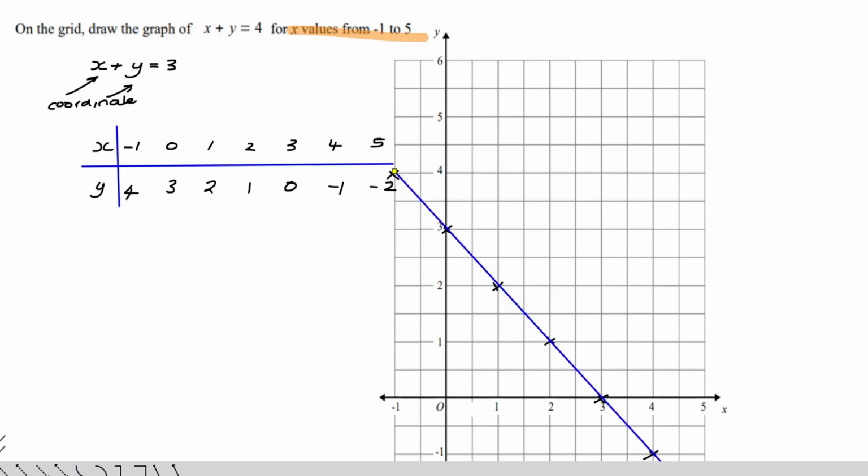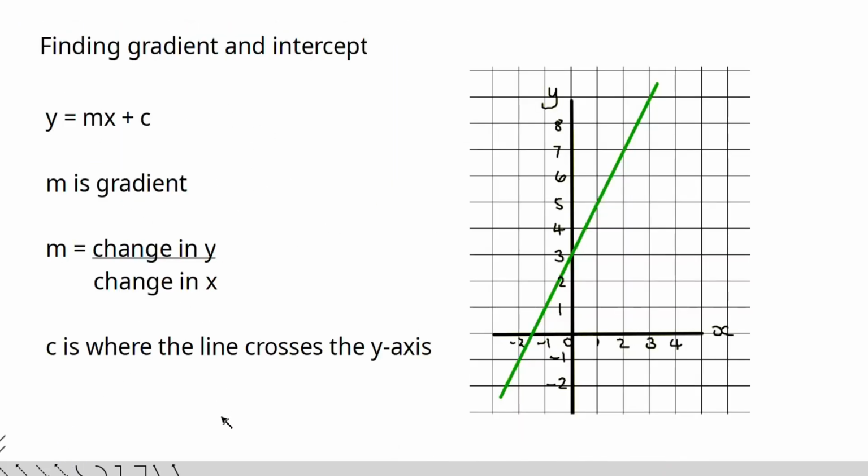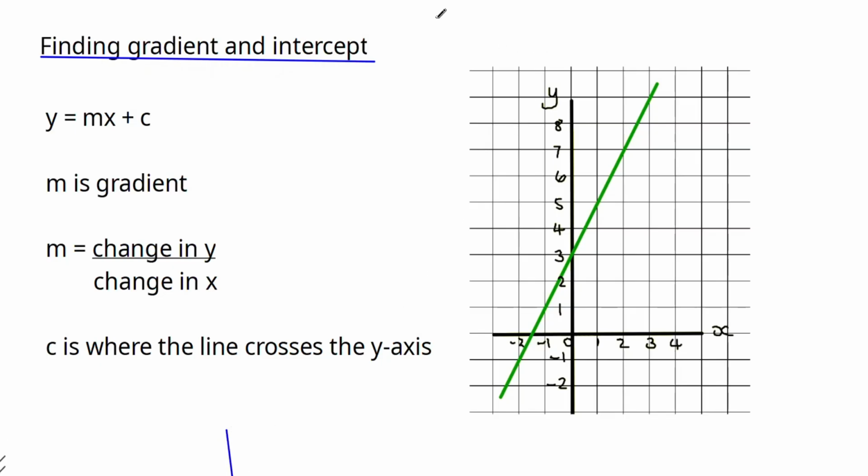Okay, right. So how do we find the gradient in the centre? What am I even going on about? So the general equation of a straight line is y equals mx plus c. That is your general equation for a straight line. Now, the m stands for something very specific, which is the gradient, and the c stands for where it crosses the y-axis, which is the y-intercept.